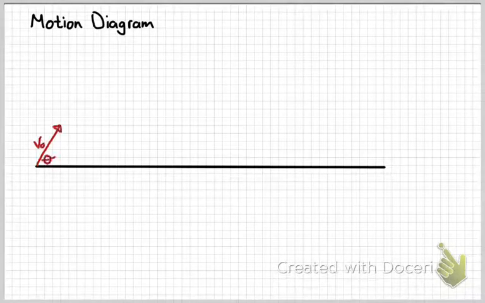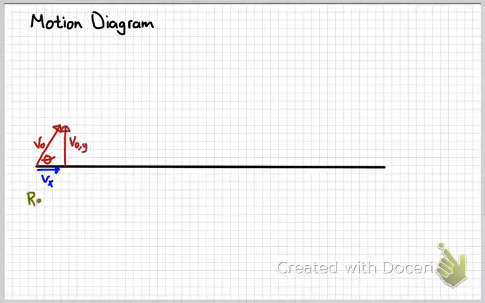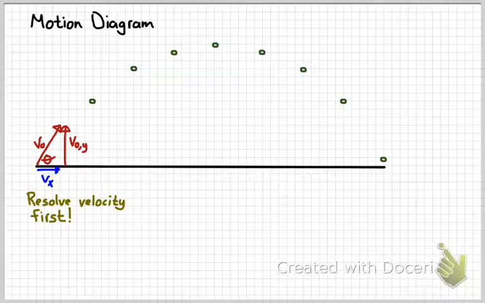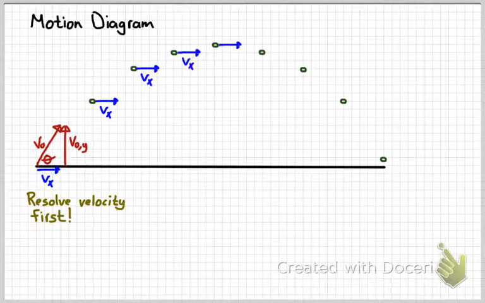If we draw out a motion diagram for a projectile that's launched at some angle, of course we would resolve it into components first, because those are the things that we know information about. The projectile would follow a parabolic path like that. As it goes up, the distances between them would get smaller. As it goes down, they would get bigger. Horizontally, they should all be the same distance apart. You move forward with constant velocity.